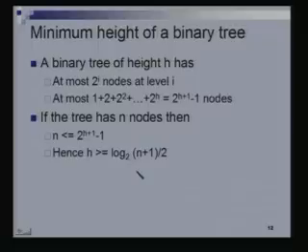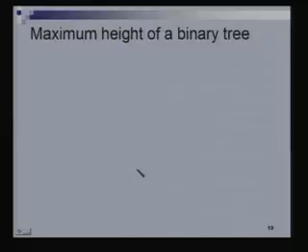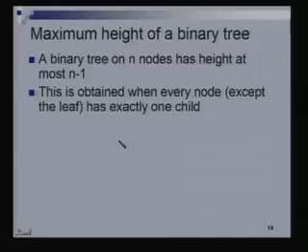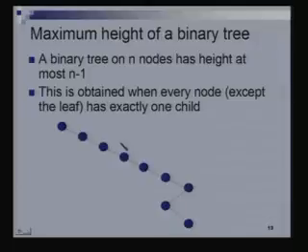What's the maximum height that a binary tree on n nodes can have? n minus 1, right? A binary tree on n nodes has height at most n minus 1, and this is obtained when every node has exactly one child, and this would be a picture of that. Every node has exactly one child, and this could be zigzagged in any manner, and the height here is 1, 2, 3, 4, 5, 6, 7, 8. There are 9 nodes here, and its height is 8. So that's the maximum height of a binary tree.